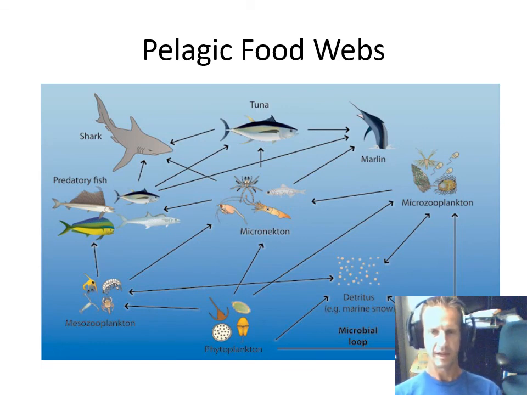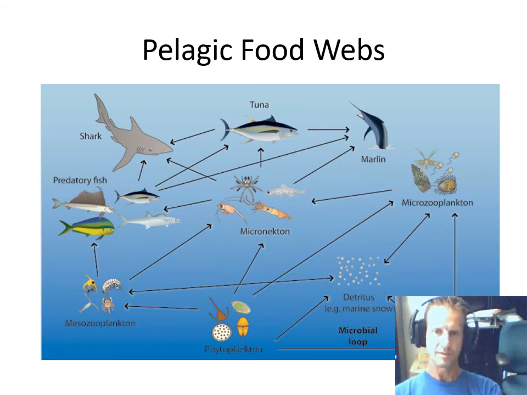Food webs in the pelagic environment involve both the plankton and the nekton that we talked about. We're generally starting with primary producers that are planktonic, tiny, single-celled plant-like organisms, and those are eaten by larger and larger organisms until you get up to the top predators of the ecosystem, things like sharks and marine mammals.